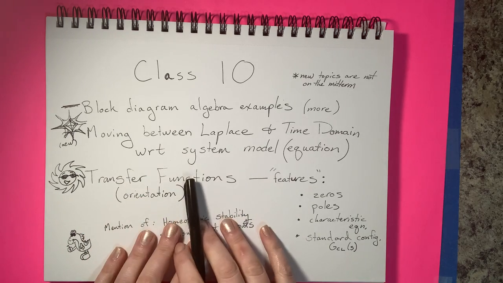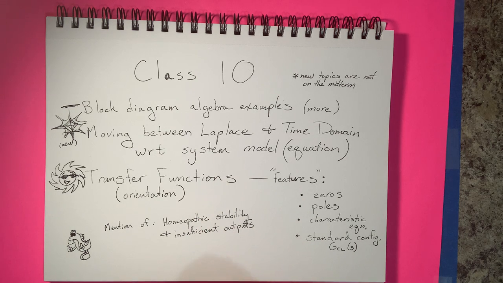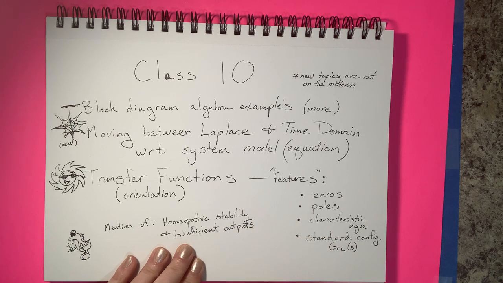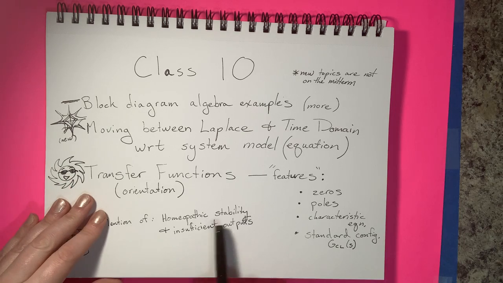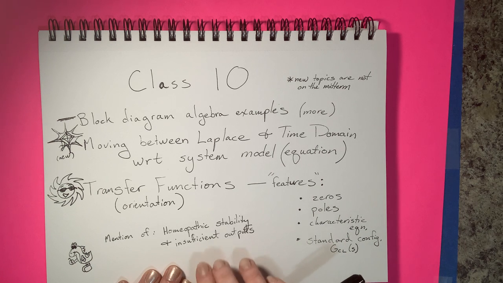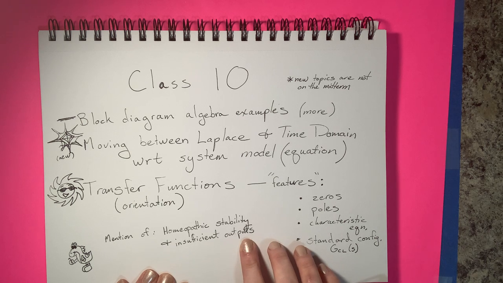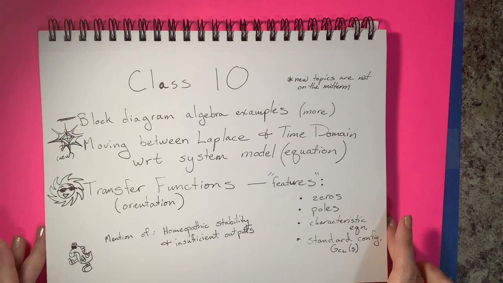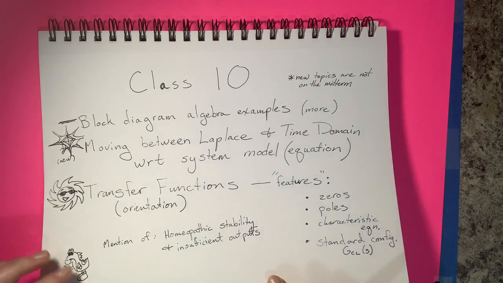So the things we'll be going through: moving between the Laplace and time domain with respect to system model equations, and transfer function features, just so we can start talking about the pieces of the transfer function, what they're useful for, and what we do with them. I'm also going to mention homeopathic stability, basically just what it is. We won't go further in this lecture than just basically what it is. And the case of insufficient outputs. Again, not in detail, just mentioning what it is, because we're finally at a stage where we can do that. Okay. Right, so getting started with this.